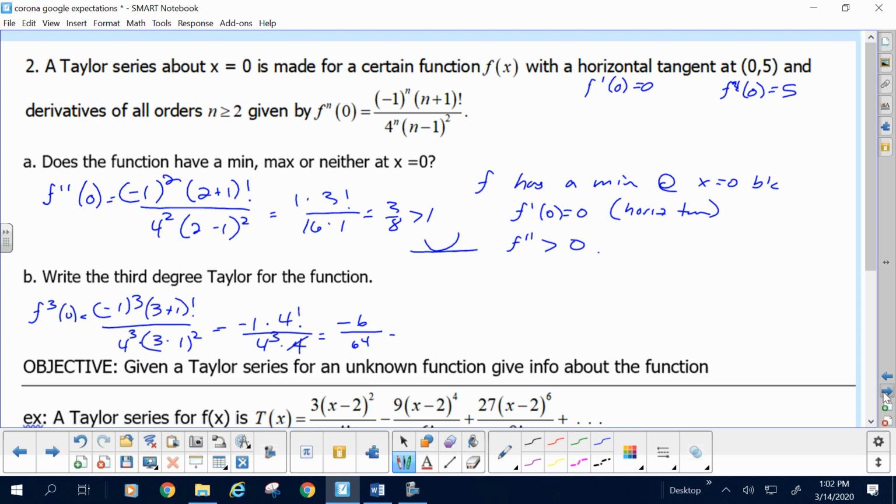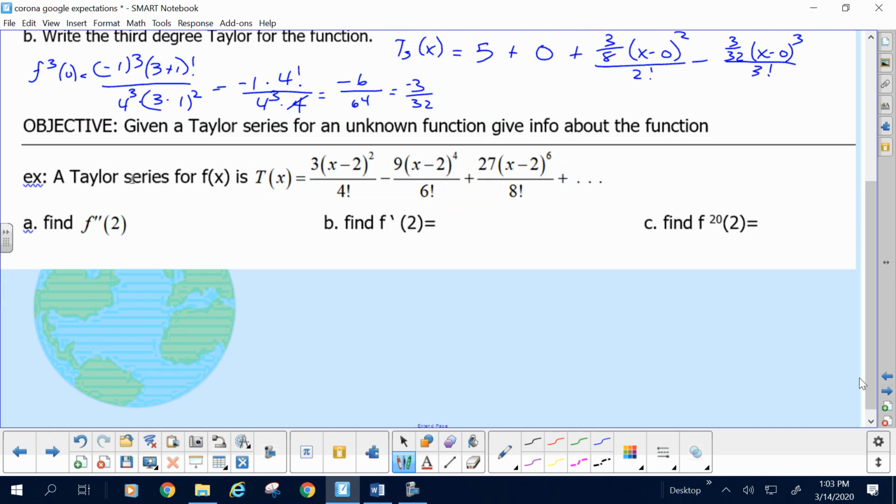So -3/32. So here's my third degree Taylor. F at 0 is 5. F prime at 0 is 0. F double prime at 0 is 3/8 times x minus 0, or just x squared over 2 factorial, minus 3 over 32 times x minus 0, or just x cubed over 3 factorial. All right. Pretty straightforward.